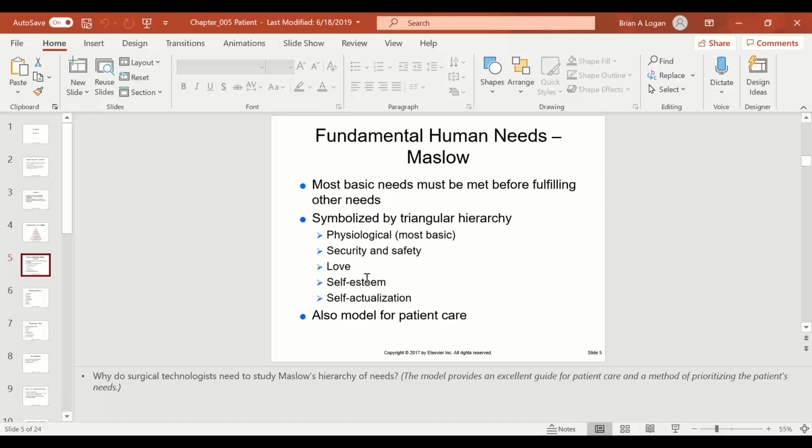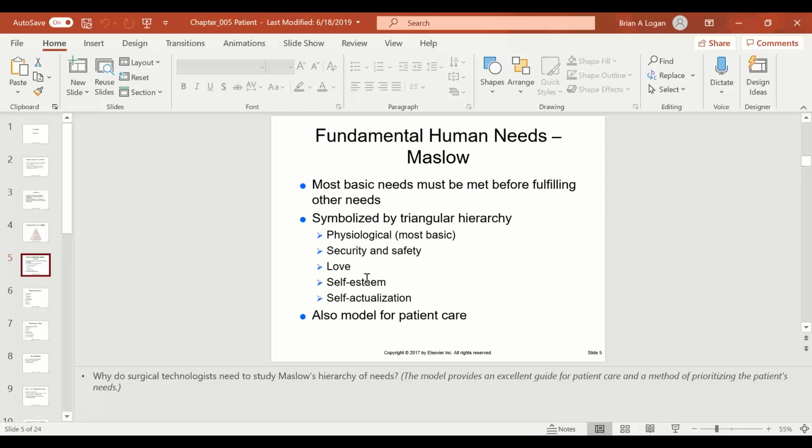And when we're positioning them in surgery, we're making sure we're padding those bony prominences, things like that. We're not pinching nerves. Love, that's that therapeutic touch, right? When somebody's going to sleep, we're holding their hand, which feeds into that security and safety as well. We're letting them know that we're there, we care.